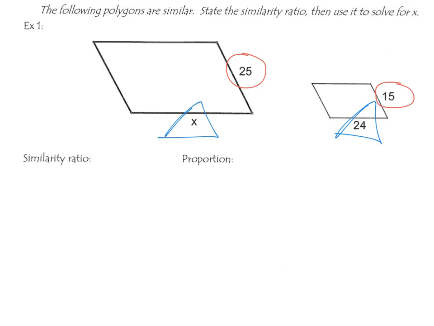When I want to figure out what my similarity ratio is, I have to use the sides that have numbers, because x doesn't help me with that. So I can look at either 25 compared to 15, or 15 compared with 25. You just have to keep it consistent. If you want to simplify this in your calculator, 15 over 25 will be easier. You can type in 15 divided by 25 and get a decimal, and then you hit that second PRB button, and it will turn it into a fraction.